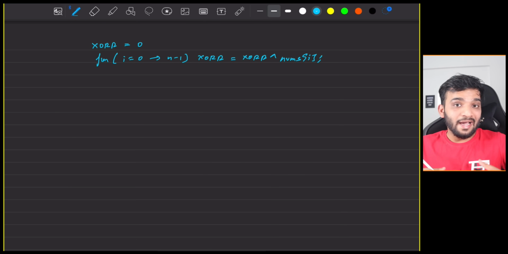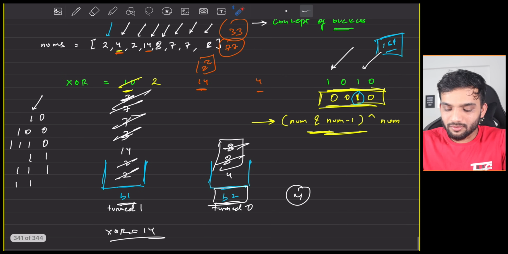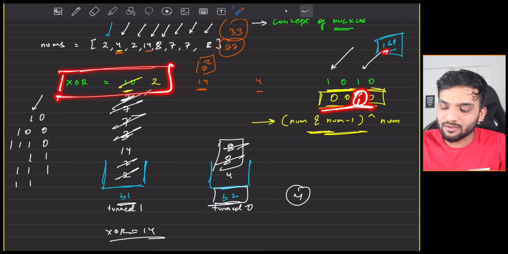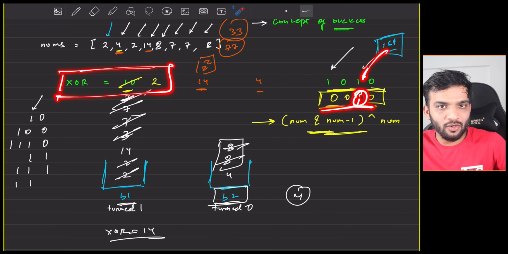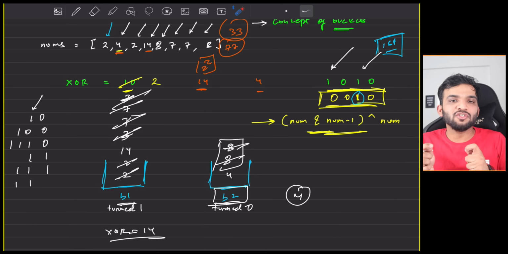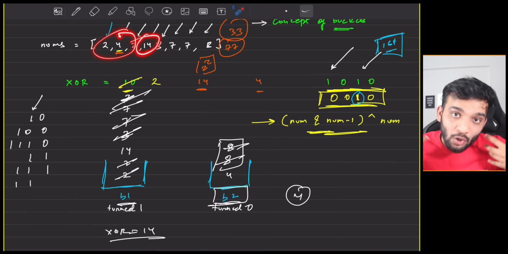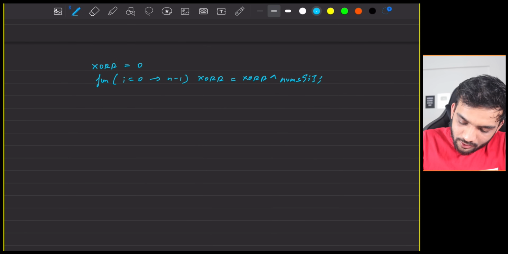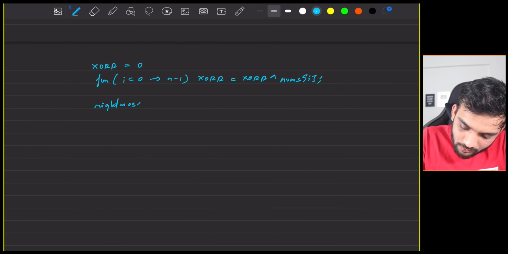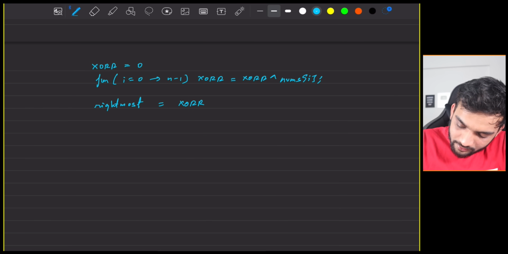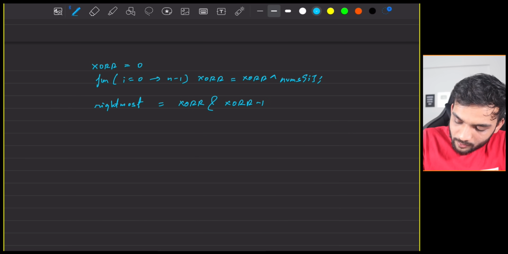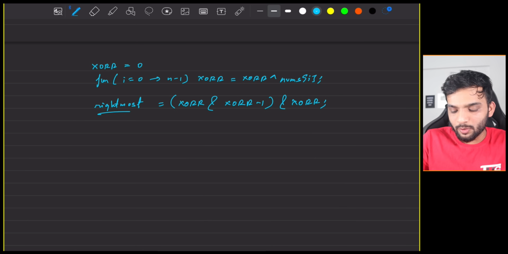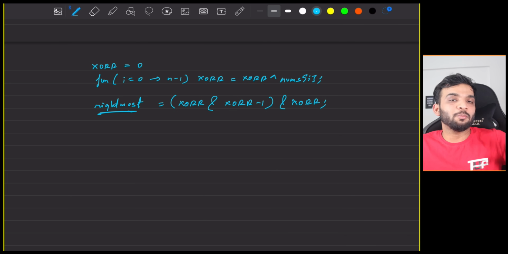Once that is done, I need a number so that the rightmost bit is turned 1. Got it? So that can be used to differentiate between 14 and 4, because I know there is one bit which is different. So let's take that number, rightmost, something like this. And you know the formula: XOR and XOR minus 1, and then an AND with the original number XOR. So what this will do is give you a number which has the rightmost bit set as 1.